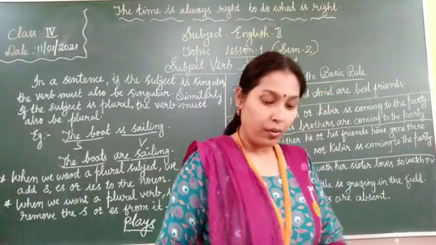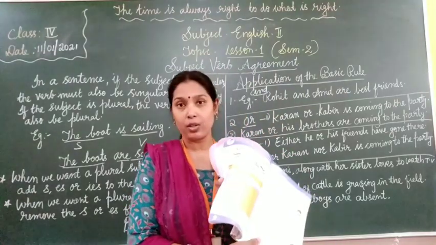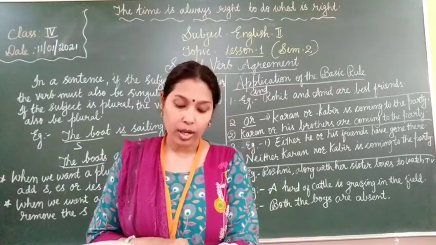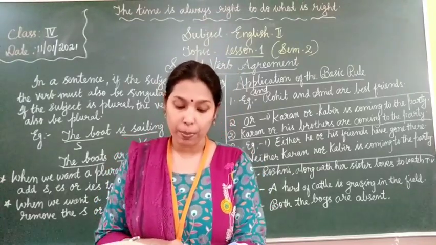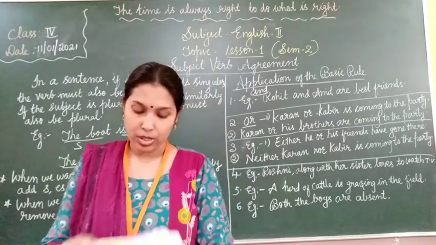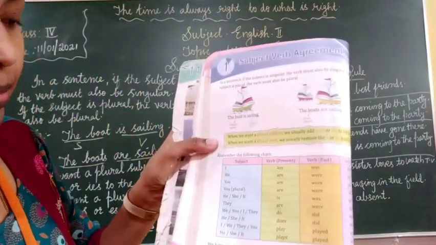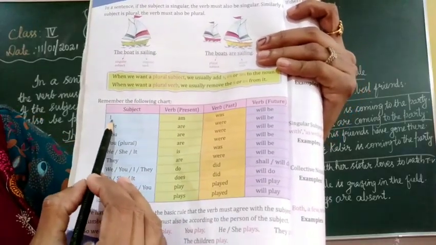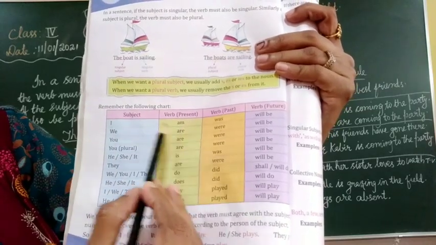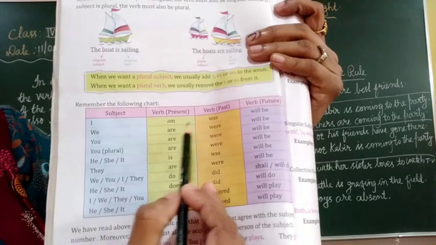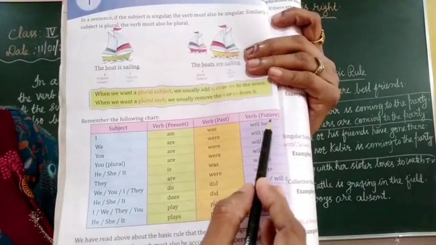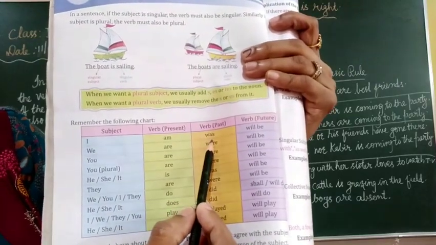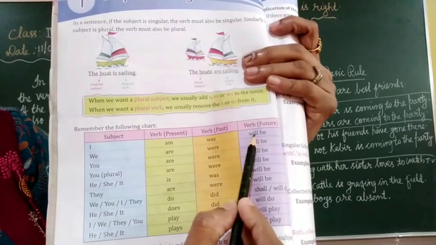Next, we have to remember the following chart. I will read it out. Subject, verb present, verb past, verb future. See children, the first one: subject I, verb in present tense am, past tense was, and future tense will be.